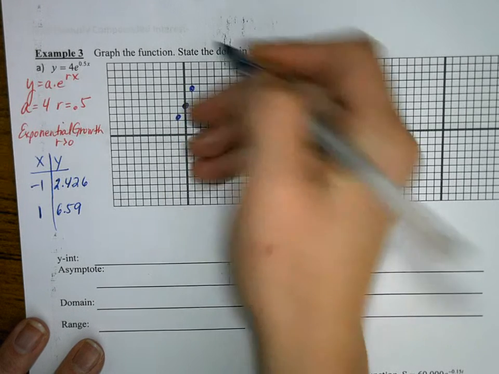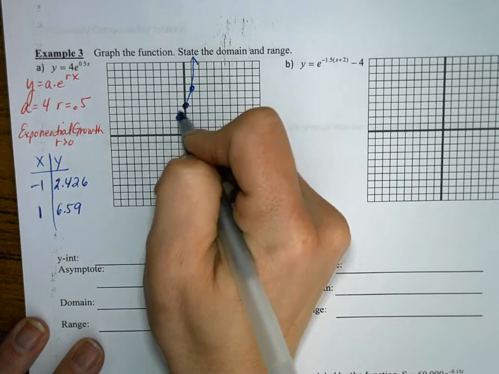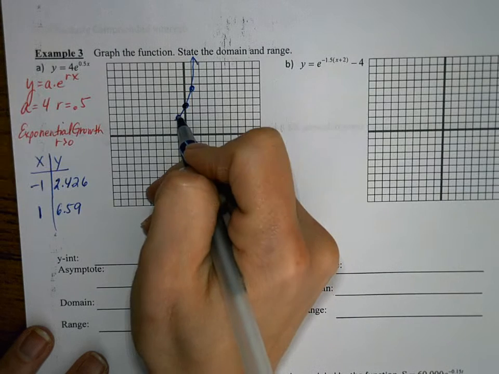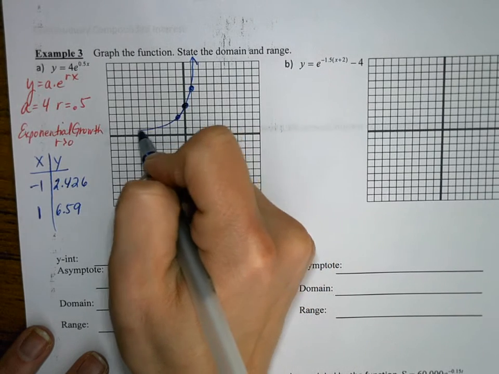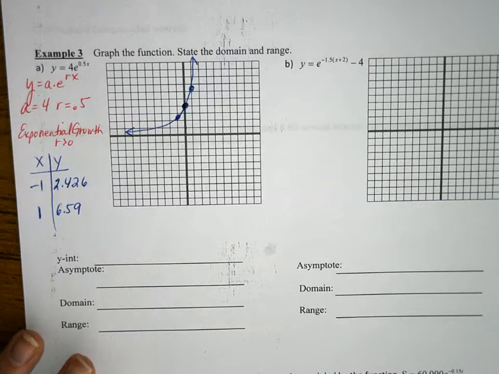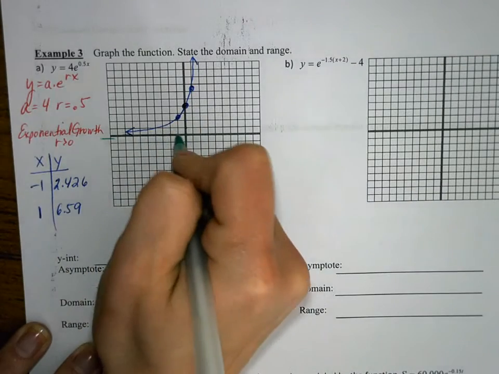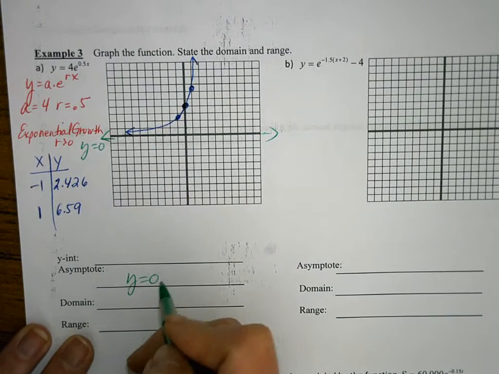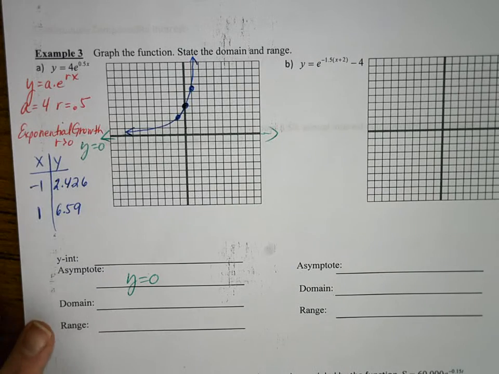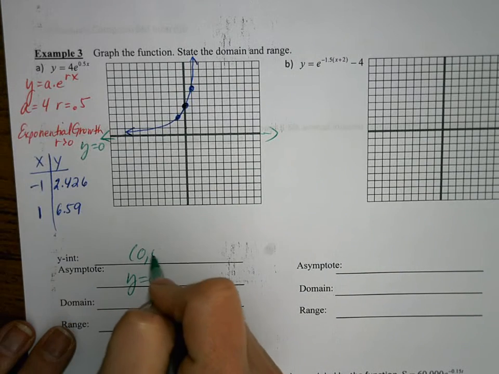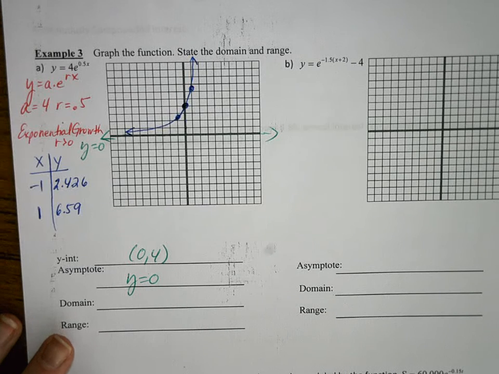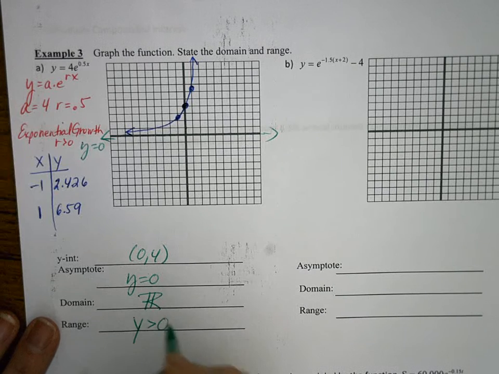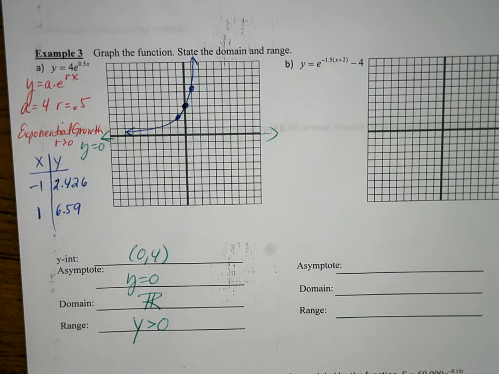And notice my graph goes up and to the right and down and to the left. But what, Dennis? It's going to stay above that x-axis because that x-axis is my asymptote. Asymptote at y equal to 0. All right, what is my y-intercept, Chelsea? 0, 4. All right, how about the domain? Maddie, what about the domain? And what about the range? Beautiful. Above the x-axis, so it's y is greater than 0. Fantastic. Any questions so far?